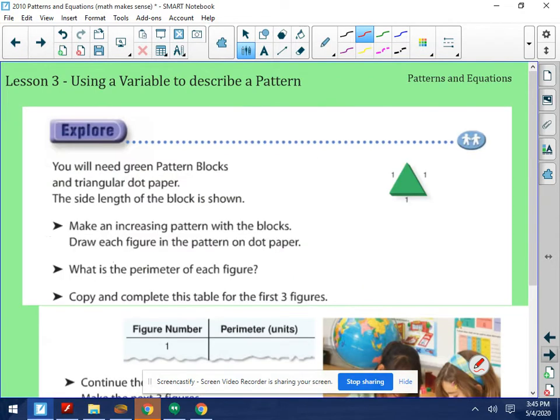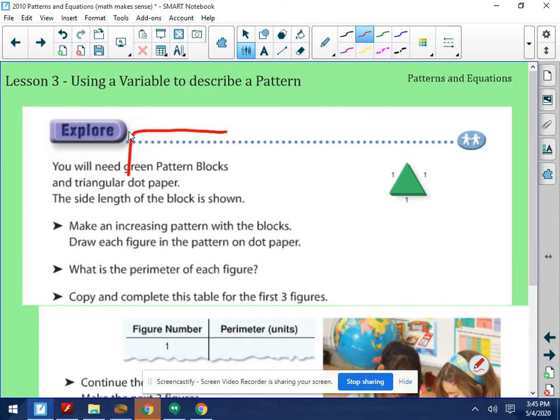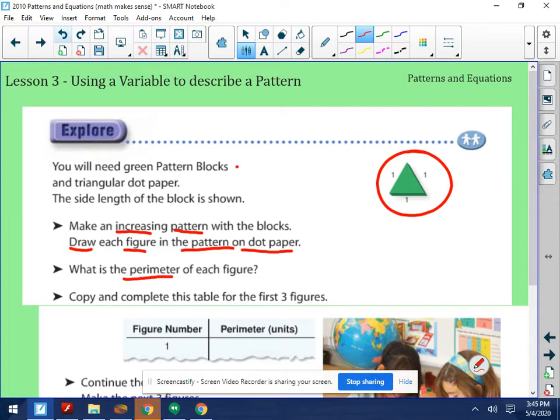So, in this introduction activity, I'm going to do it for you because you can't do it, you're not in class. We're going to take some green pattern blocks and we're going to make what's called an increasing pattern with the blocks. And we have to draw each figure in the pattern on dot paper. And so here's the pattern block we're going to use. It's a triangle. And we have to think of what is the perimeter of each figure.